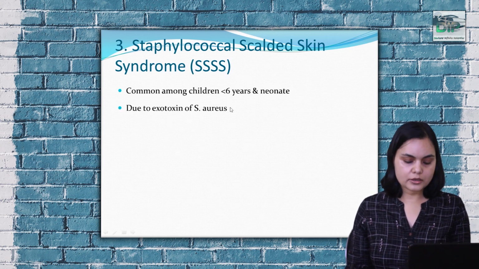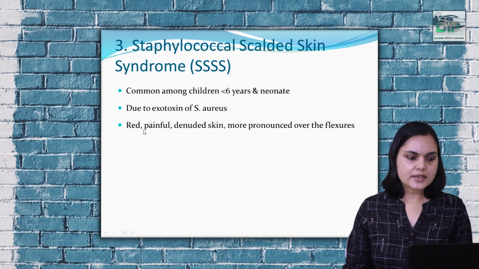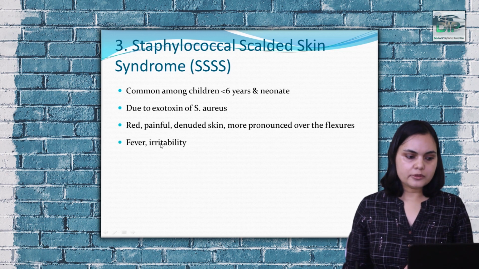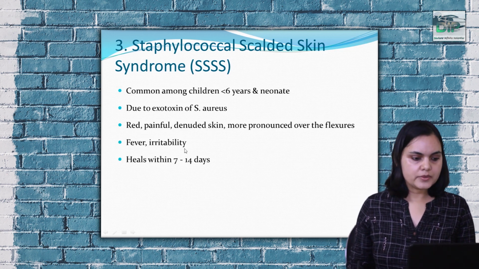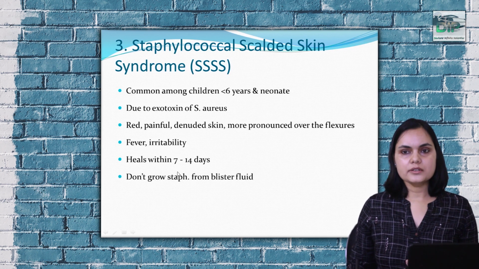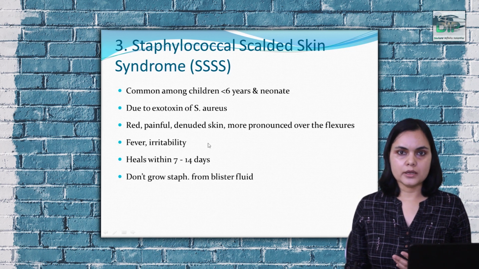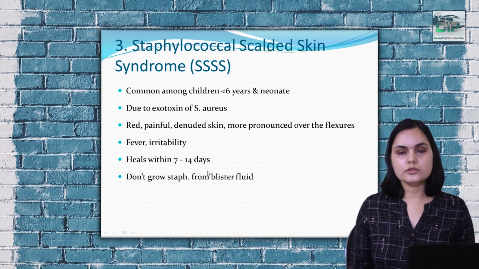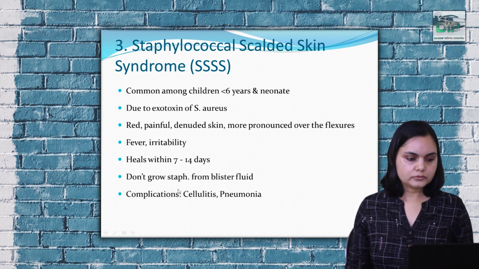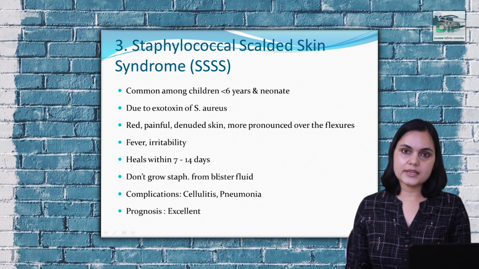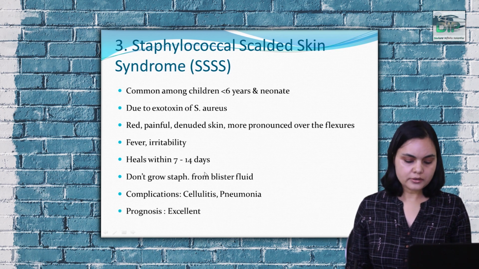Again, this is because of Staphylococcus aureus. It presents as red, painful, denuded skin, more pronounced over the flexural area. Fever and irritability will be the associated symptoms, and the lesions heal within 7 to 14 days. Another important factor is we may not be able to diagnose by means of bacterial isolation like culture, because the staphylococcus is not isolable from the blister fluid. It can cause cellulitis and pneumonia as its complications, and prognosis is excellent if it is taken care of on time.